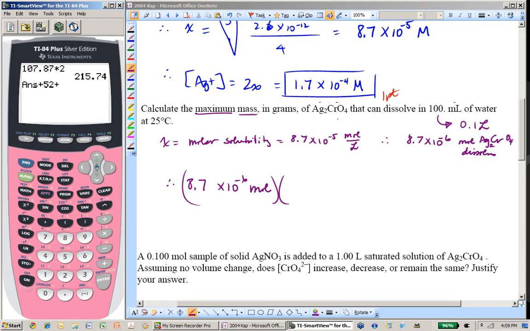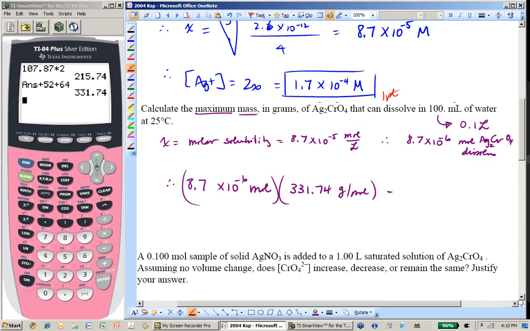Isn't that 16 apiece? Isn't that 64? I believe it is. Double check my math. 331.74 grams per mole. And that'll give me the maximum mass. Okay, so take that number times 8.7 second EE minus 6, and we get 0.00. Make sure you get all the zeros written down properly. That's my worst habit. I get that wrong a lot, as you've seen.